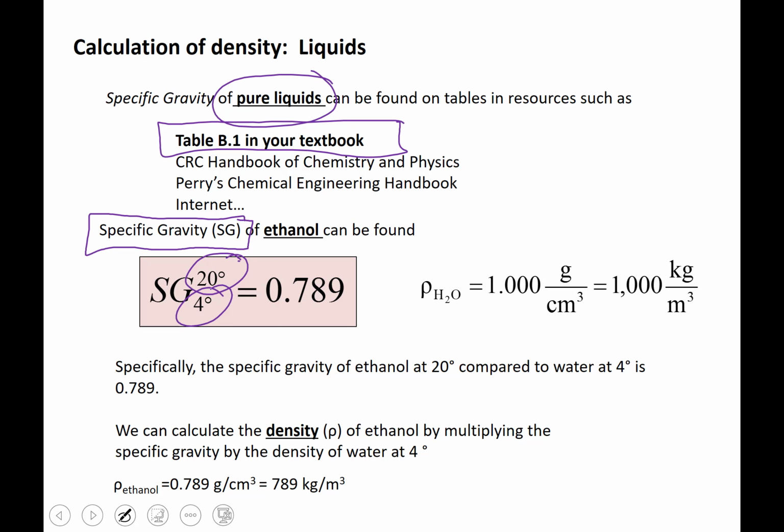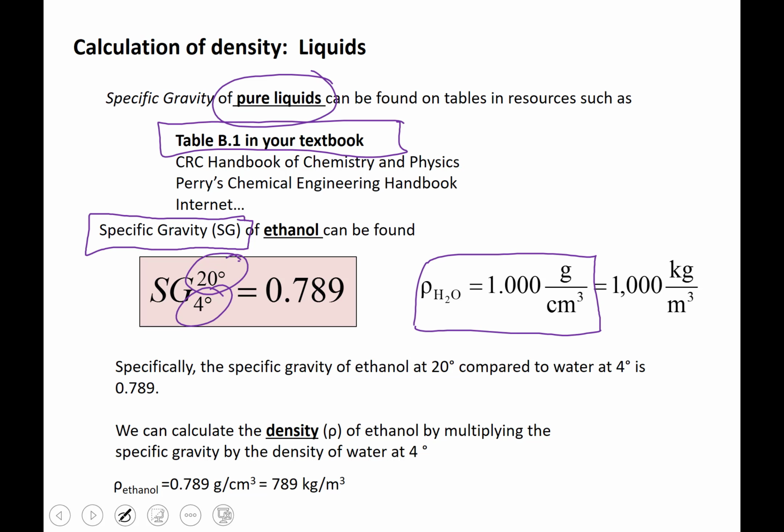And it turns out that the density of water is exactly 1.000 grams per centimeter cubed, and it's also 1,000 kilograms per meter cubed. So you decide what units you want your density in, and you choose the units of water, and then you just multiply it.